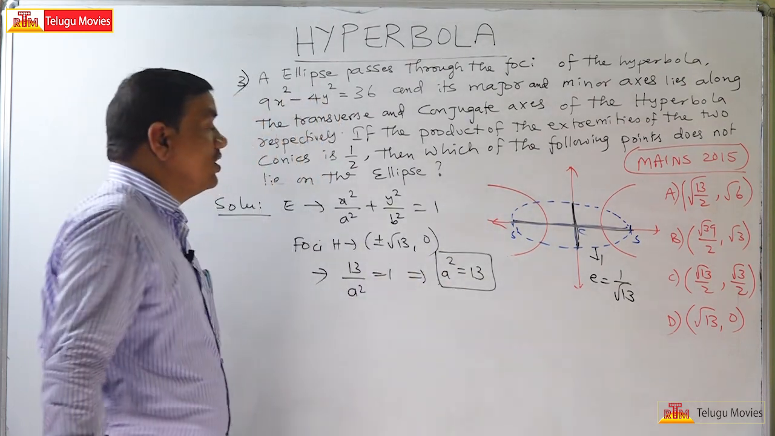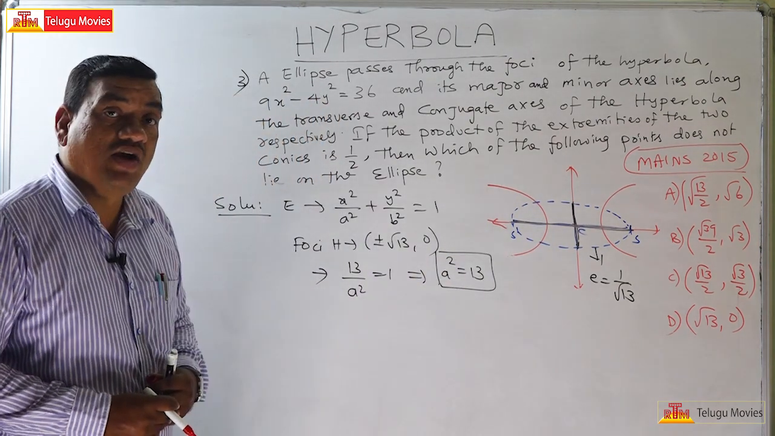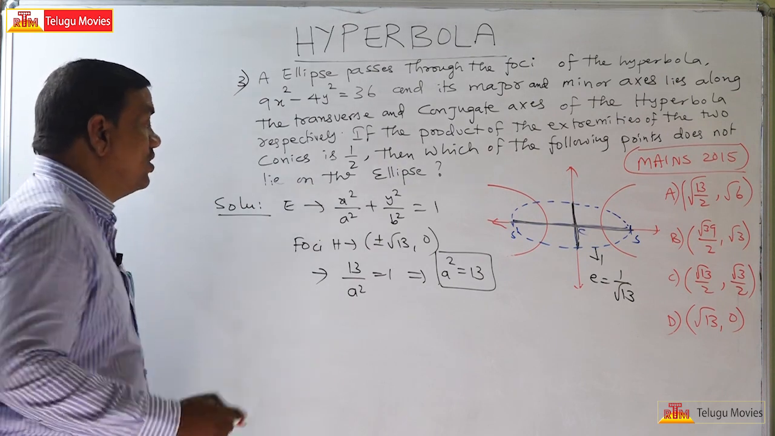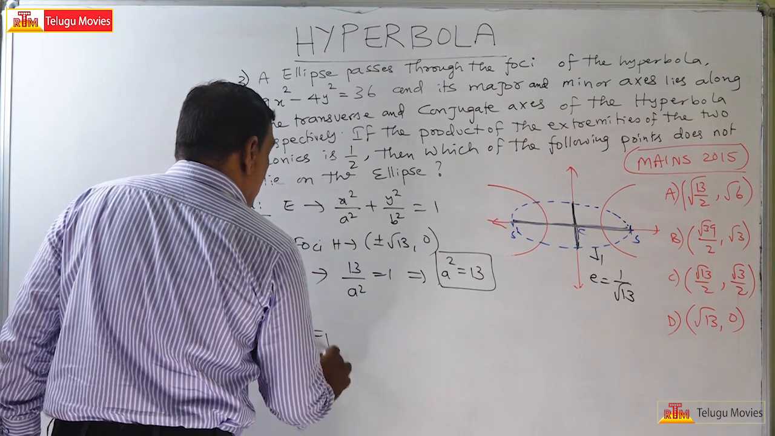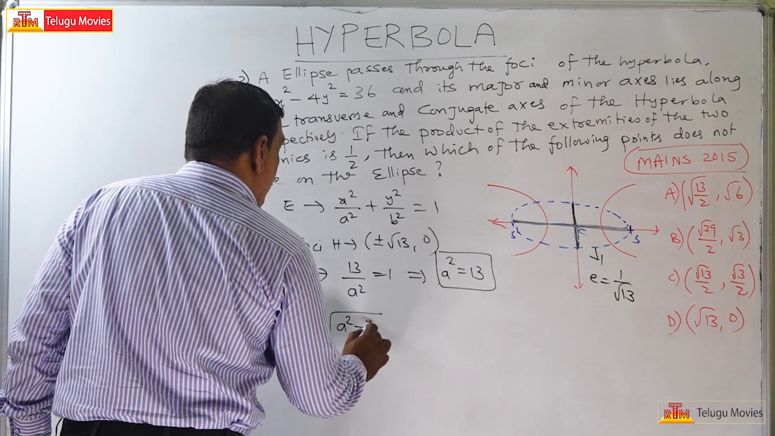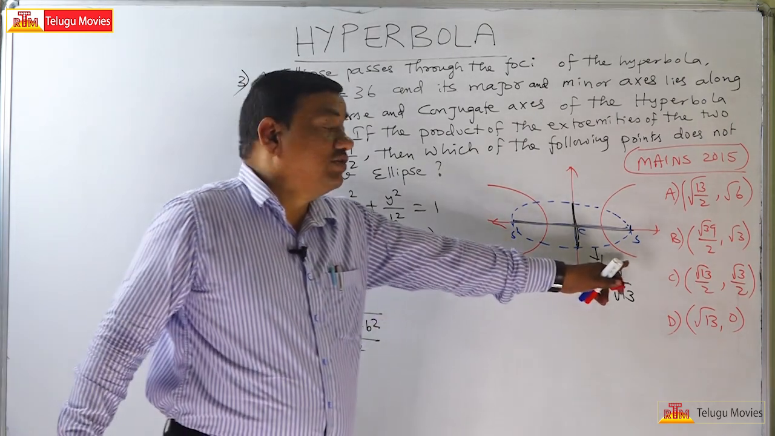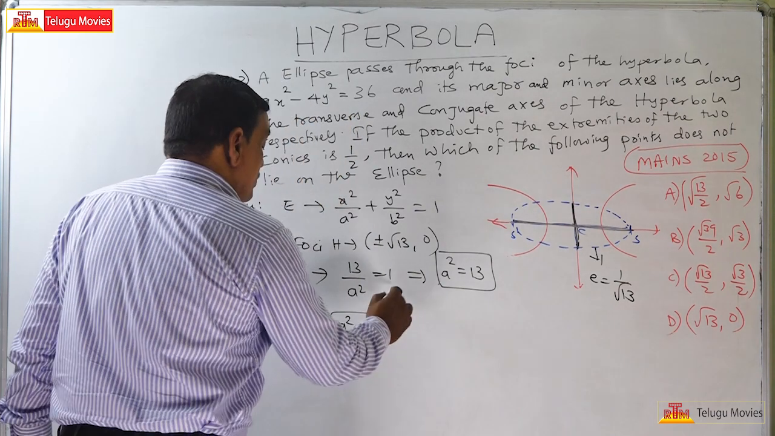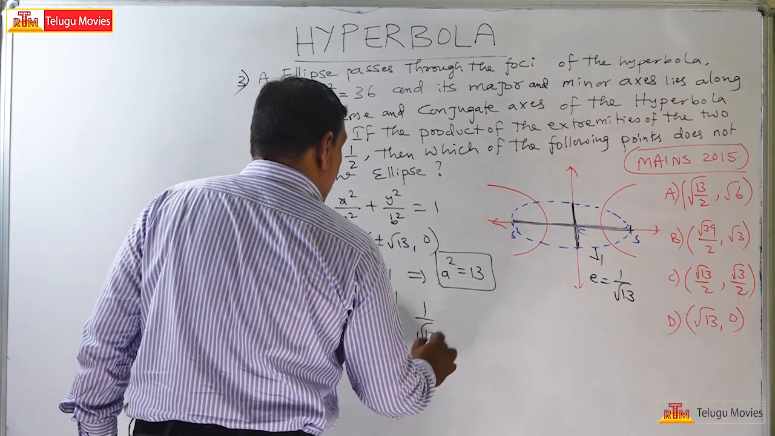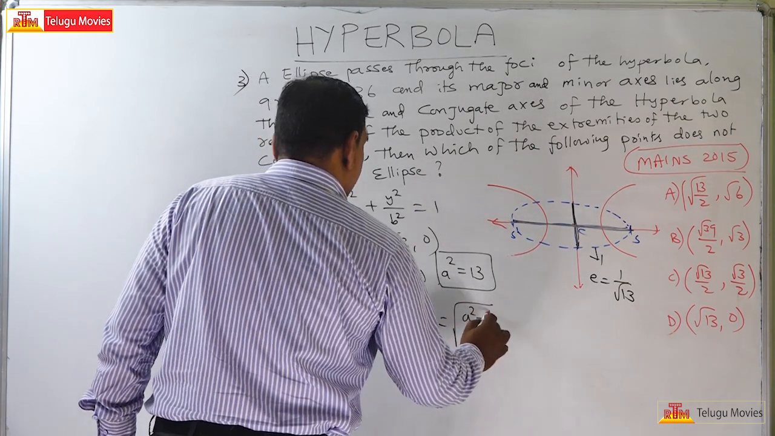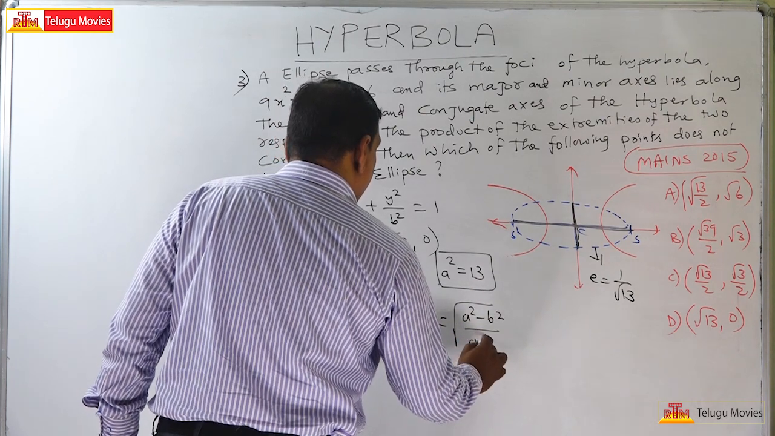Okay, now already we got the a square value. Now we have to find out the b square value. For that, we have the eccentricity, root of a square minus b square by a square. The eccentricity value is given as 1 by root 13. So this implies 1 by root 13 is equal to root of a square minus b square by a square.